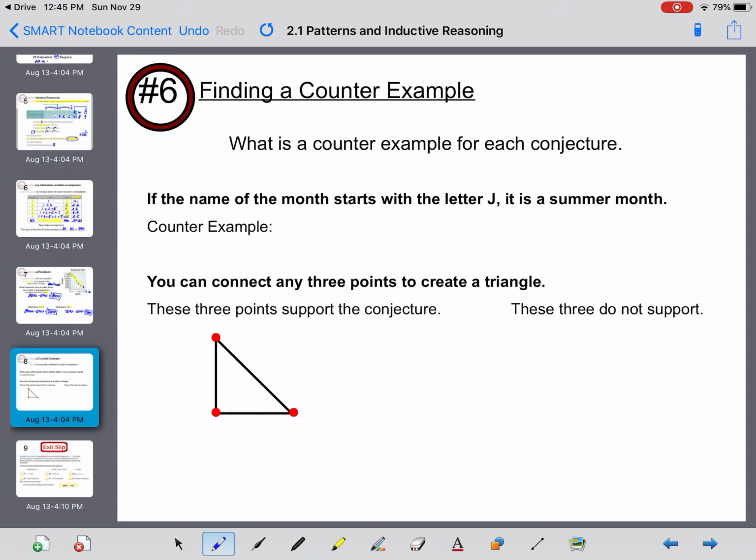Okay. Finding a counterexample. What is a counterexample for each conjecture? If the name of the month starts with the letter J, it is a summer month. So here is the statement, or the conjecture. If it starts with the letter J, it must be in the summer. A counterexample of that would be January starts with J, but it is a winter month. So that disproves the conjecture. Remember, the counterexample disproves the conjecture.